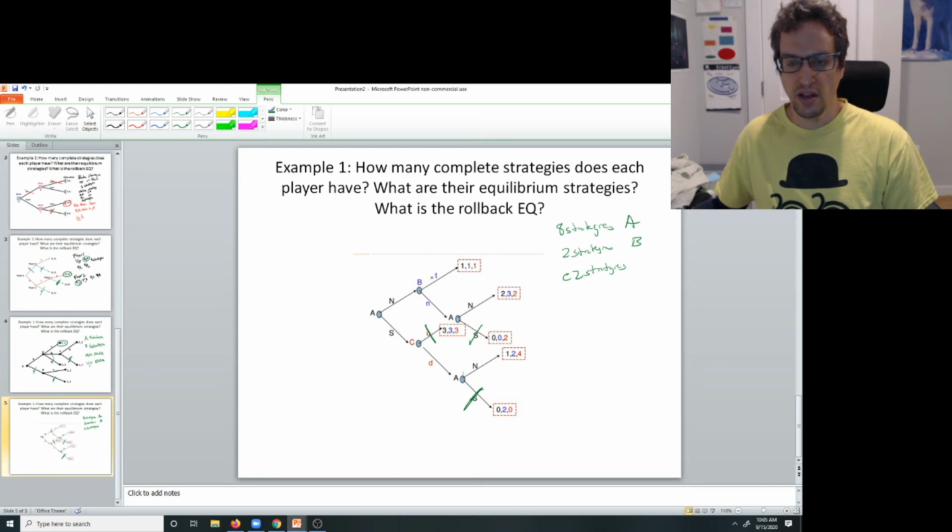B is going to choose between 1, 1, 1 and 2, 3, 2. 2, 3, 2 is definitely better. And now A chooses between 2, 3, 2 and 1, 2, 4. 2, 3, 2 is better, so we get that. So this is my equilibrium outcome, my rollback equilibrium. And for A, the complete strategy is north, north, north.